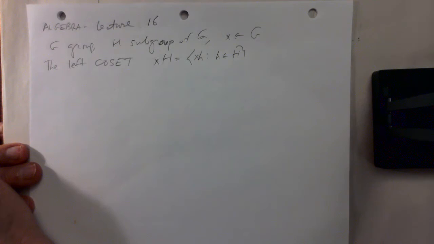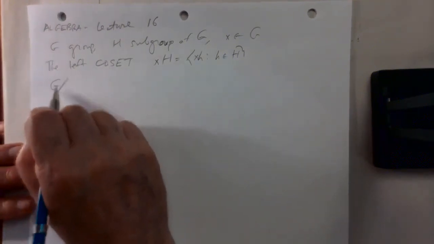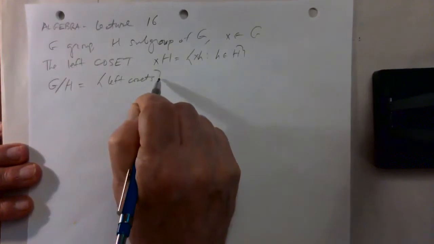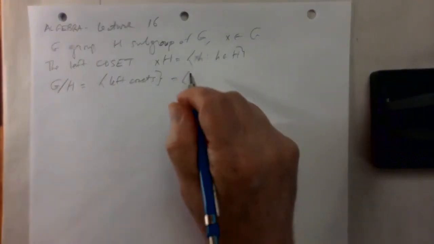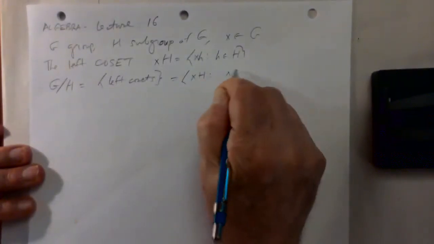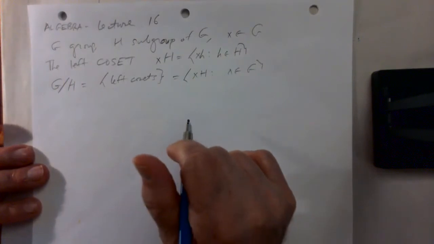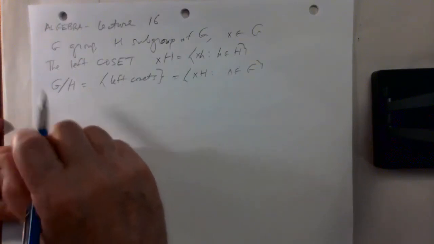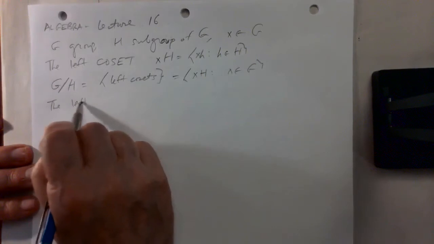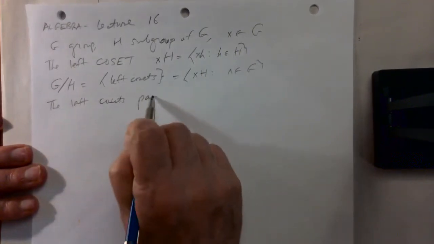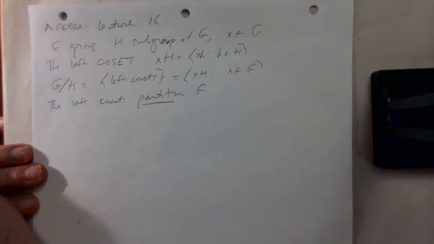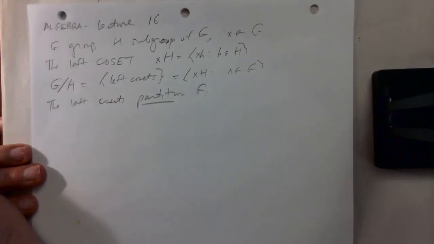This is if the group is written multiplicatively. And G mod H is the set of all left cosets. So this is the set of all subsets of G of the form X times H, where X runs through G. And what we proved about left cosets is that they partition the group. What does it mean to say they partition the group? It means it's a collection of sets. Every element in the group is in one of the sets and exactly one of the sets.